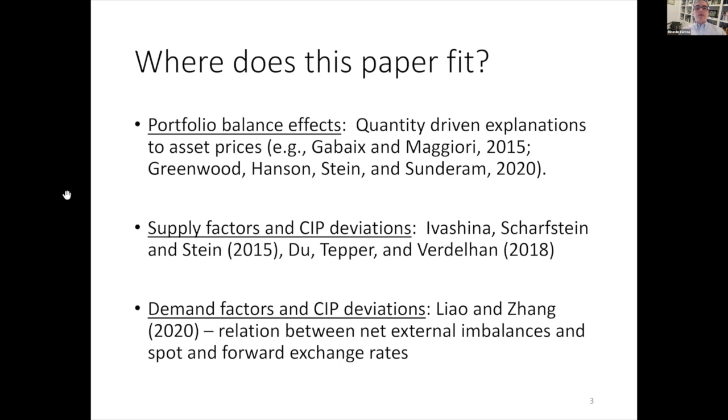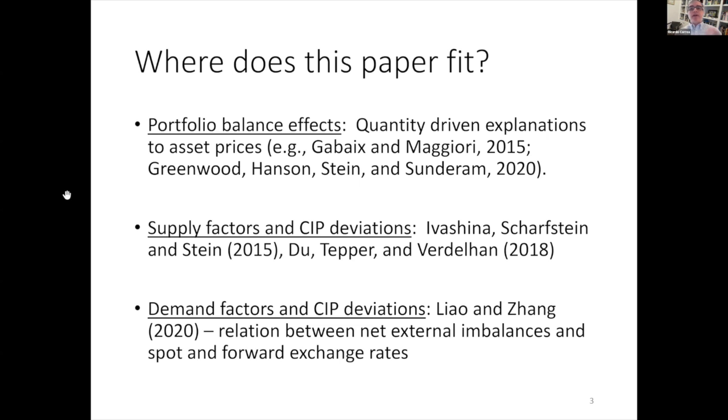And that's probably why we observed some of the persistent CIP deviations in the post-crisis period. More recently, and this is where Georgia's paper is probably more closely aligned, folks have started to look at this from the demand perspective. What are the demand factors that may affect this CIP deviation? My colleagues Gordon Liao and Tony Zhang have this recent paper where they look at net external imbalances in several economies, and they try to see whether those net external imbalances have an effect on spot and forward markets, and ergo on CIP deviation. So this is more from the demand side.